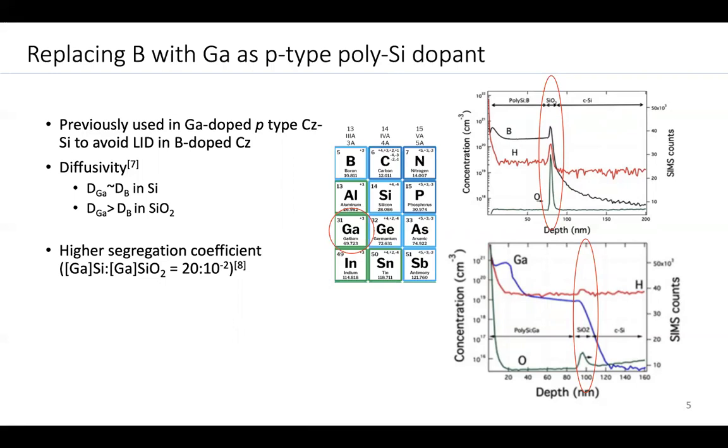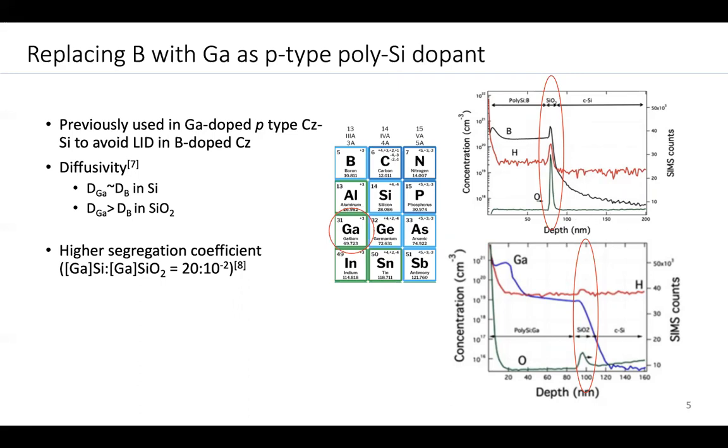It also has a much higher segregation coefficient, which means it tends to diffuse right past the oxide and end up in the bulk. And indeed, this is what we see in the preliminary work. Here, from the secondary ion mass spectroscopy profile of gallium and boron, we see this peak at the oxide layer for boron, and no such pileup is observed for gallium.